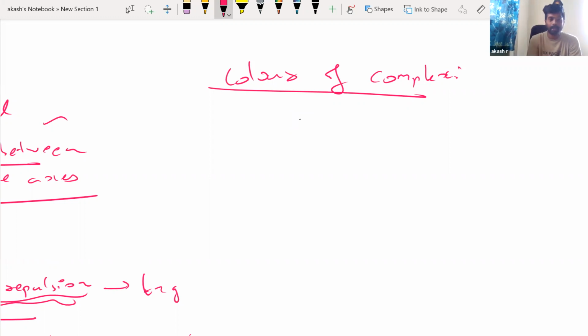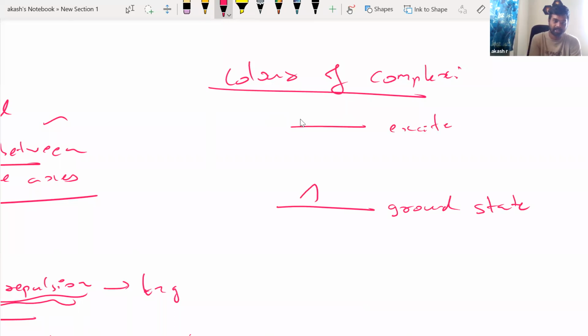So first of all, what you have to understand is how it is that you are able to see some colors. See, there should be some electron in the ground state, and this is your excited state, that is, the higher energy orbitals.